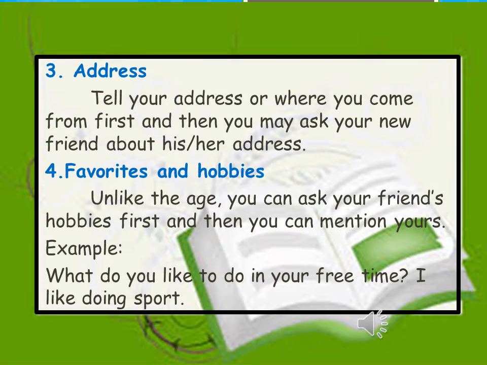The third is address. Tell your address, or where you come from first, and then you may ask your new friend about his or her address.